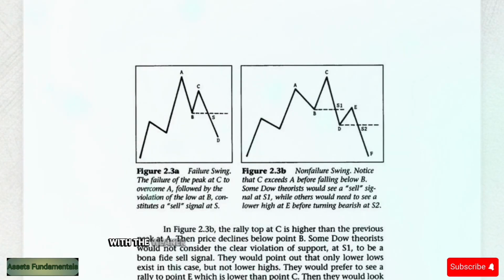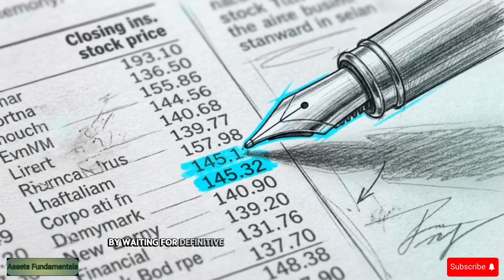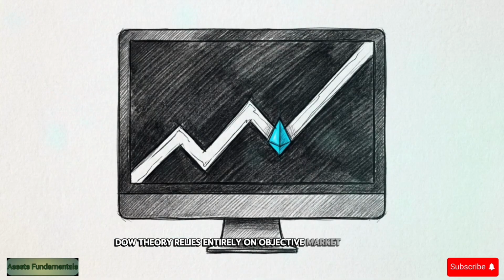Contrast this with the weaker non-failure swing pattern on the right. Here, peak C exceeds peak A before falling below the support at B. Because it sets a higher high, strict Dow theorists require a lower high to form at point E before recognizing a valid sell signal at S2. By waiting for definitive structural support levels to break on a closing basis, Dow theory relies entirely on objective market geometry. It removes subjective emotional forecasting from the equation.